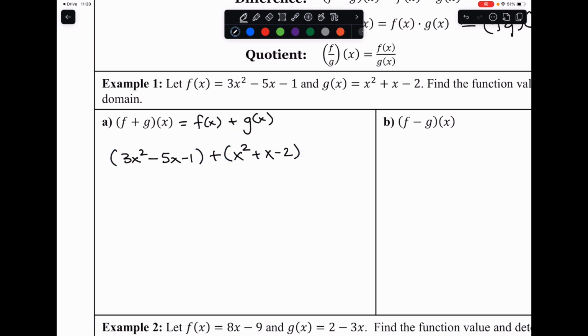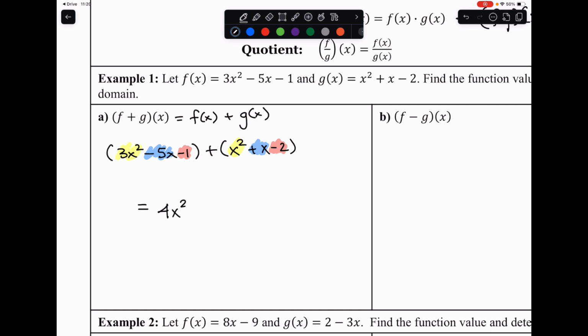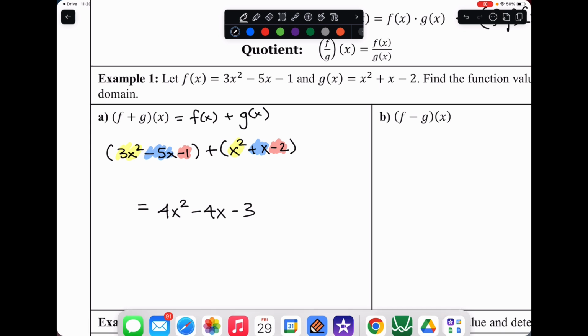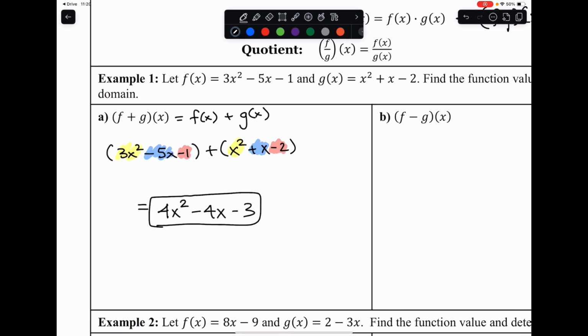From here, the skill required to add these is to combine like terms. So if I highlight the corresponding like terms, 3x squared corresponds to 1x squared, negative 5x corresponds to the positive 1x, and the constant of negative 1 corresponds to the constant of negative 2. We're simply going to combine those like terms together. So we're going to get the following. And there, this is our sum. This is the sum of these two functions.